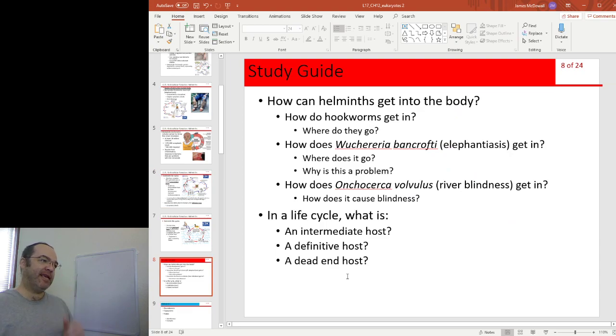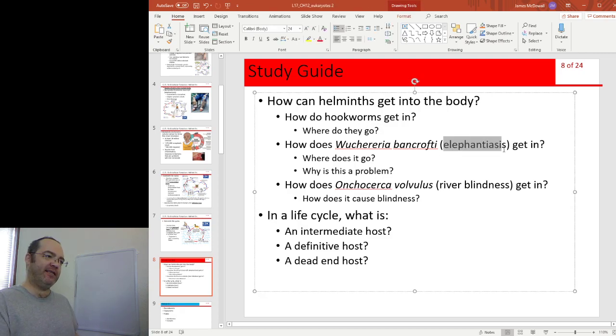Okay, how do helminths get in? Hookworms get in by penetrating the skin. And then they go to the lungs, they get swallowed into the digestive tract, they have sex and lay their eggs, and the eggs are then released in the feces. Wuchereria bancrofti, causing elephantiasis, gets in via mosquito bites. It then wriggles its way to the lymphatic system. It blocks the lymphatic system, and you get this swelling.